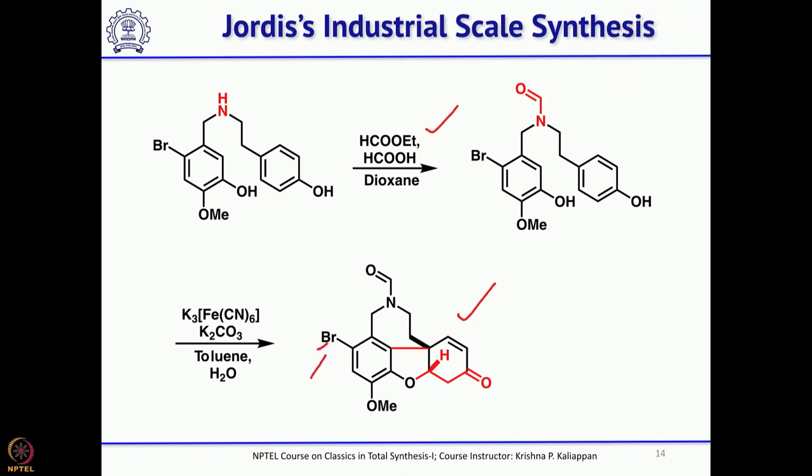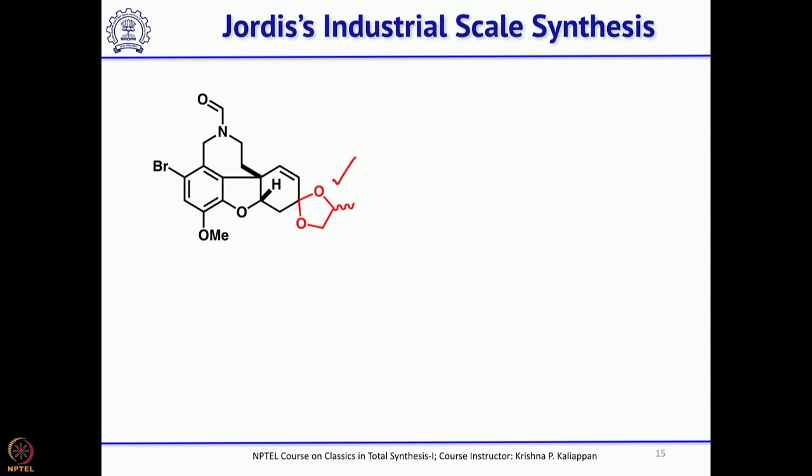You should remove this bromine, which is not required now. Then this N-formyl group should be converted into the methyl group. Then finally the alpha, beta unsaturated ketone should be reduced to the corresponding allylic alcohol. So how was it done? To convert this N-formyl into N-methyl group, you have to protect the ketone here. So it was done by treating with propylene glycol, and that gave this ketal.